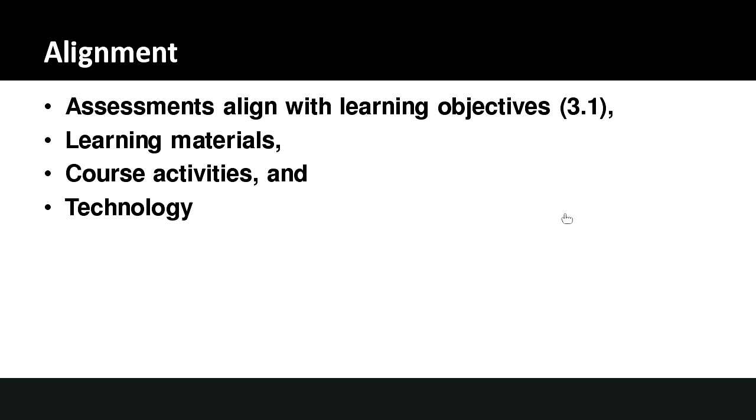We talked about alignment between the course level and the module level objectives. So the assessment needs to align with the learning objectives. And I'm going to show you another map about how you can accomplish that. But I also want to say that the assessments also need to align with the learning materials and the course activities. It all really does need to sync up.